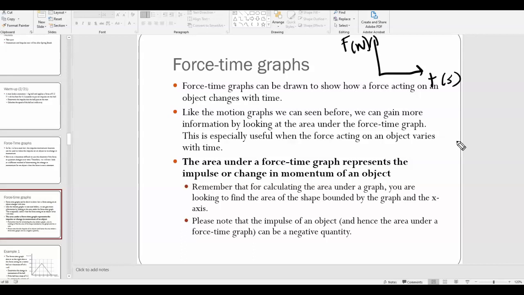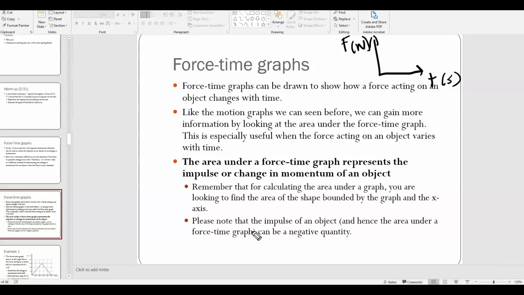Okay, so we've seen graphs against time before when we did motion graphs. So we saw displacement time graphs, velocity time graphs, and acceleration time graphs. And as we learned at that point, sometimes looking at the slope of the graph or the area under the graph can give us more information about certain quantities. And that's also true when it comes to force time graphs.